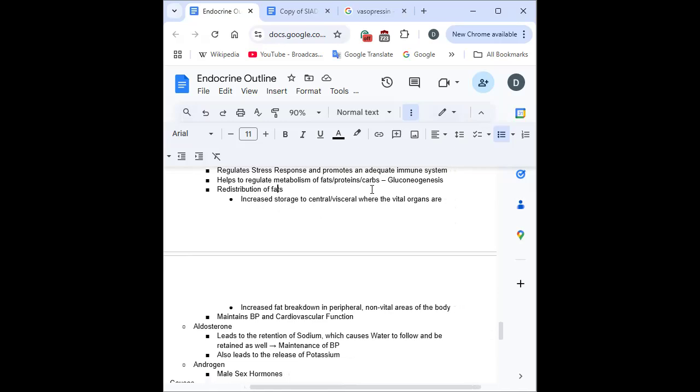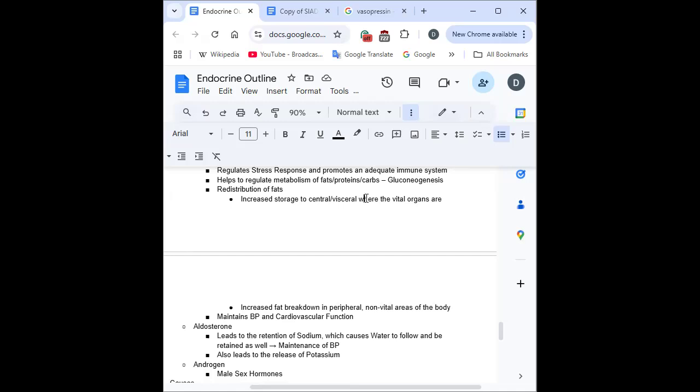Another function is the redistribution of fat. If we recall from your management, people that have Cushing's disease have a lot of visceral fat, so central fat, while their arms and legs don't have much. It kind of prioritizes the important organs. You have buffalo humps, all that other stuff. Cortisol also eats at the collagen, so that's why they have thin skin. They're at risk of skin breakdown too.